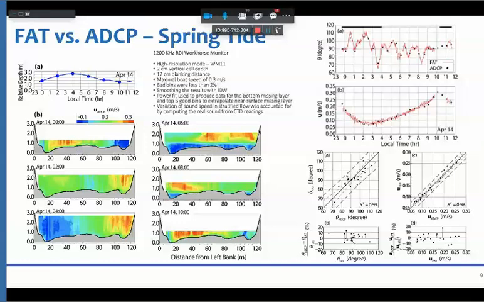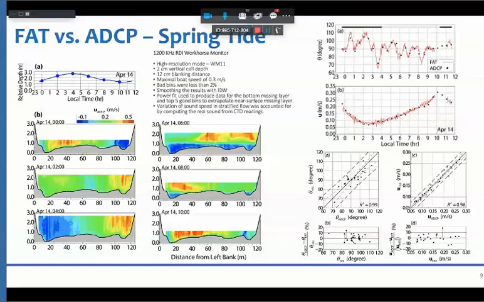strong stratification, because the top layer is actually the seawater, it's saline, and the lower one is cold fresh water. But we can see that if we compare the velocity of FAT, the red line, with the ADCP discrete measurements, the error for both direction and velocity is about ±10 degrees, which is really good.